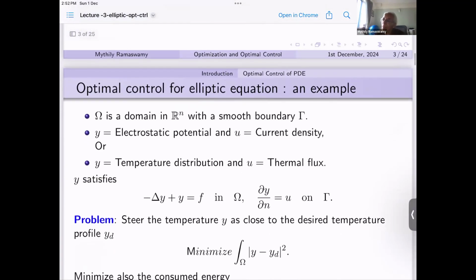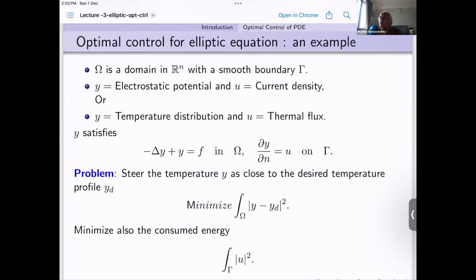So we'll start with the elliptic equations. How does one optimal control problem arise for an elliptic equation? Let us see an example. In all of these, I'm going to take omega to be a domain in R^n with smooth boundary gamma. And in this case, for the elliptic equation, I could interpret Y to be an electrostatic potential and U to be a current density, or I could interpret Y to be the temperature distribution and U to be a thermal flux or a heating.